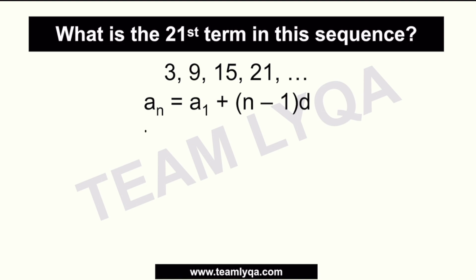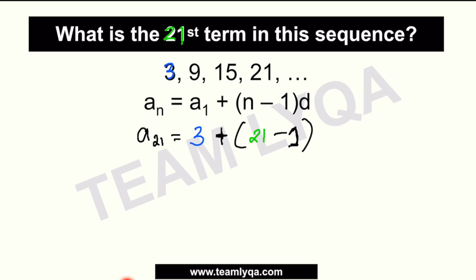Now, i-rewrite lang natin. A sub n, in this case, ang hinahanap natin is the 21st term. So, yung n is 21, is equal to A sub 1, or the first term, so that is actually 3. So, lagyan natin 3. Tapos, plus the quantity na n. Again, ang n would be itong 21st term in the sequence. So, yun yung nahanap. 21. Lagay lang natin dyan. 21. Minus 1. Yung 1 is a constant. So, hindi na natin babaguhin yan. Laging 1 yan. Minus 1. Times the d, or the common difference.